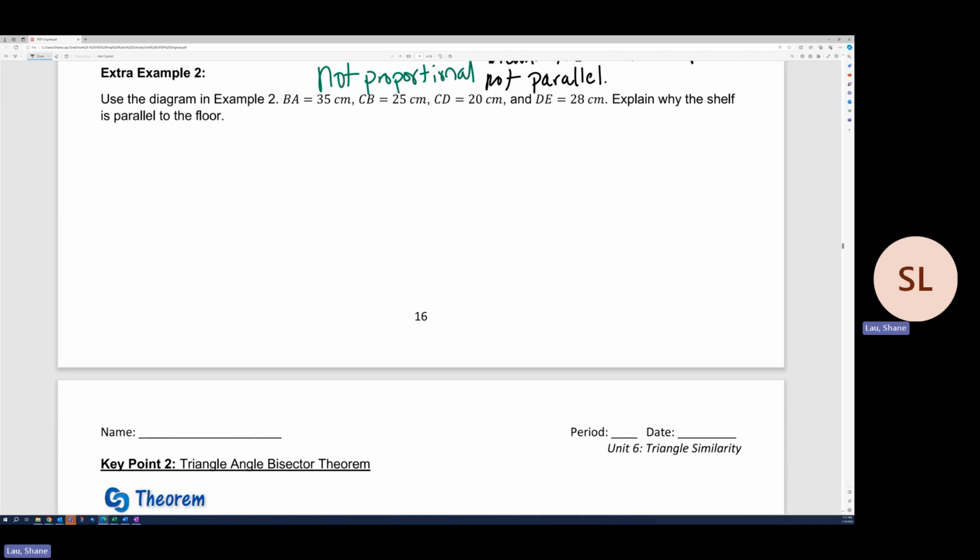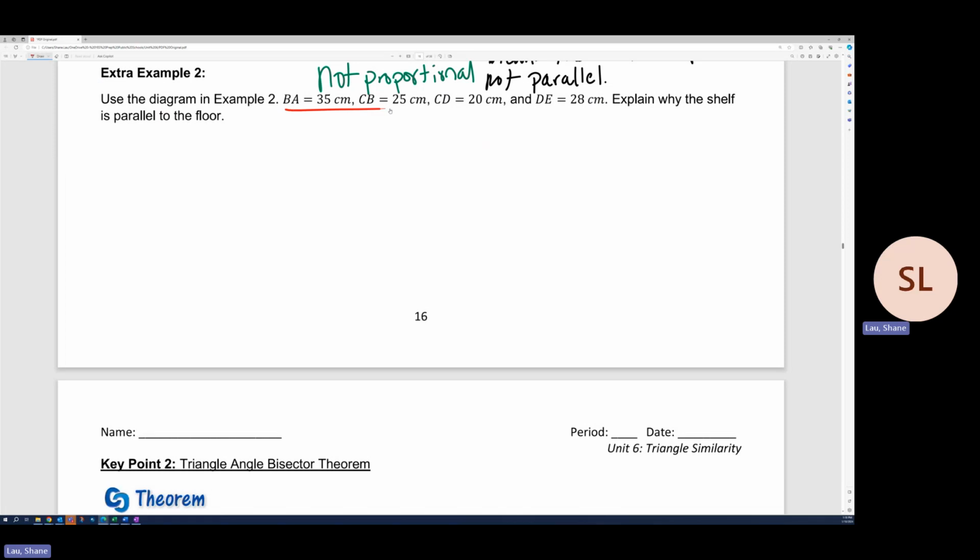Again, just like extra example 1, I really suggest just stopping the video here in case you missed it the first time. Try it on your own first. If you get stuck, keep watching the video. But I'm going to try to speed run through this because our next class starts in about 6 minutes, I think, something like that. So I'm going to try to speed run through this one.